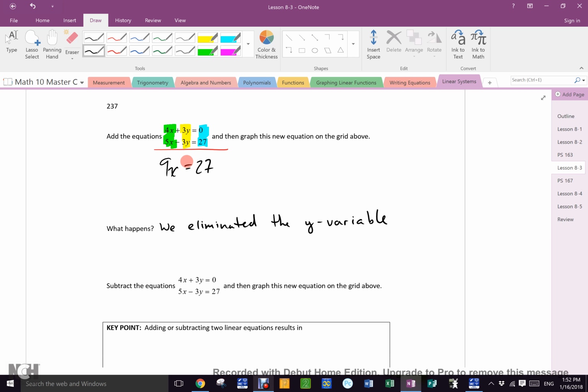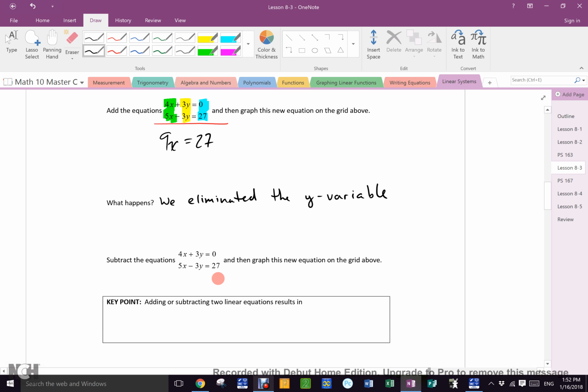Everybody good? All right, so now let's subtract them. What happens? What's 4 minus 5? Negative x. And what's 3 minus 3? Plus 6y. And what's 0 minus 27? Negative 27. Look at that. Now you guys are smart kids.